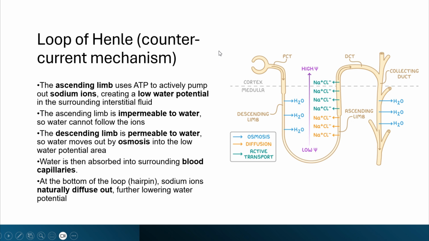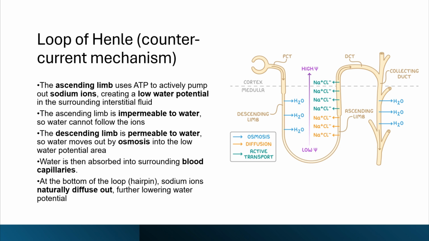Calm. So, loop of Henle. You've got the ascending limb and the descending limb. The whole point of the loop of Henle is to try and make the urine as concentrated as possible. So it tries to remove as much water out of the filtrate, out of the nephron, as possible, because the water that's left inside there is going to be urine. That's going to be taken away.